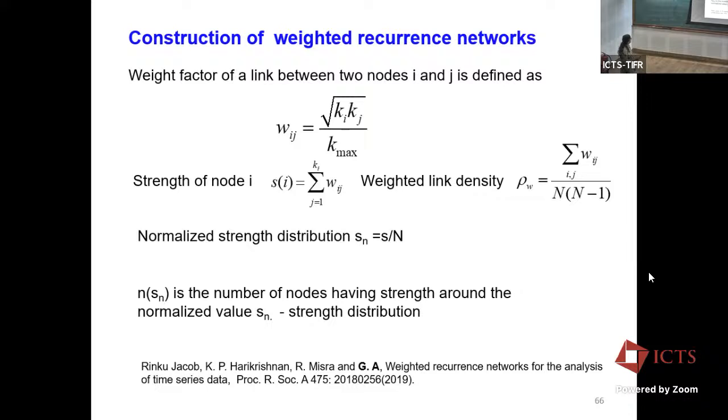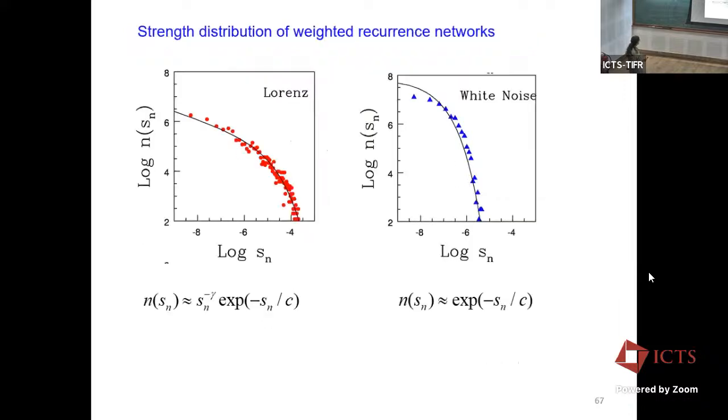Here we are doing it differently because we want to put a weight factor by looking at their degrees. So I and J, each one will have some degree because they are connected to other nodes also. So we will assume a weight like root of k_i k_j divided by the maximum degree k_max, so that for the node having the maximum degree, it will be equal to 1, otherwise it will be less than 1. Then instead of degree distribution, in a weighted network, we will calculate the strength of a node as the total weight, and that gives the strength distribution, and link density will be weighted link density, and then we can calculate the link strength distribution. Here I am showing it for white noise and for Lorenz.